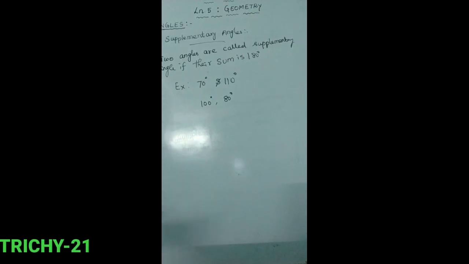So a complementary angle is when the sum of the two angles is equal to 90 degrees, and a supplementary angle is when the sum of the two angles is 180 degrees. So dear students, prepare well for the basic definitions for angles.